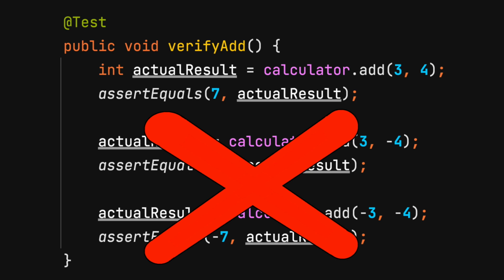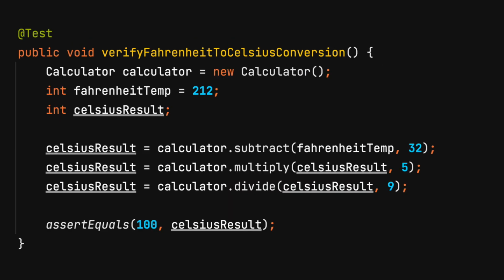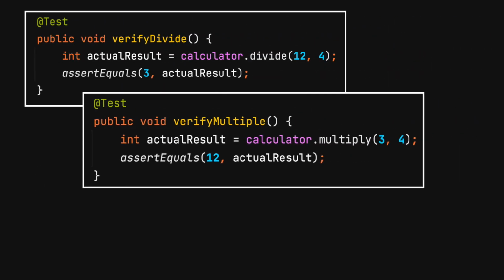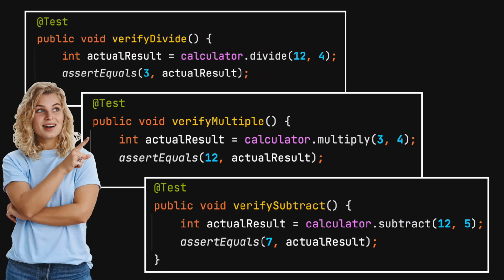Instead, make separate tests. The opening test had multiple actions. It should be split up. These three tests are now easier to read, understand, and have only one reason to fail.